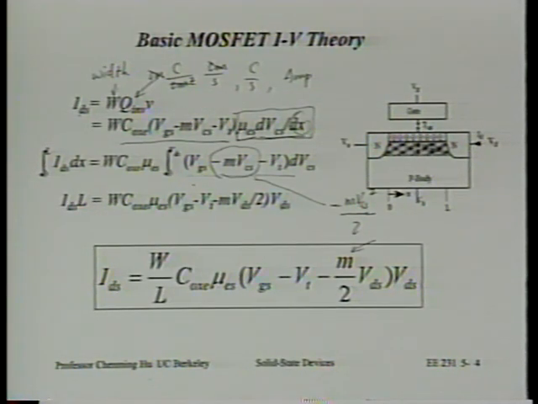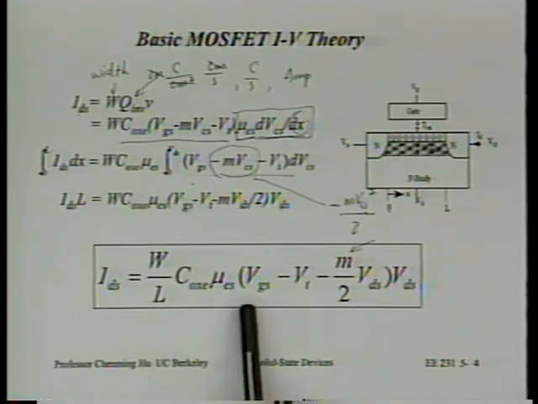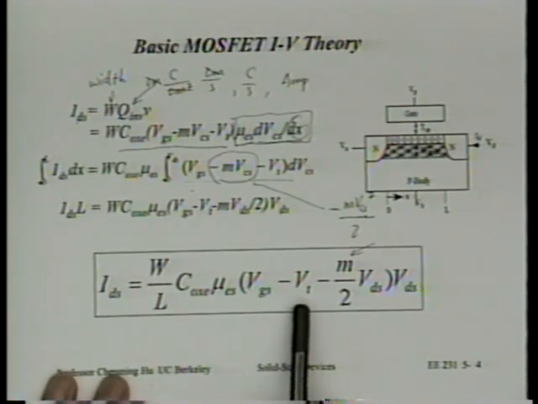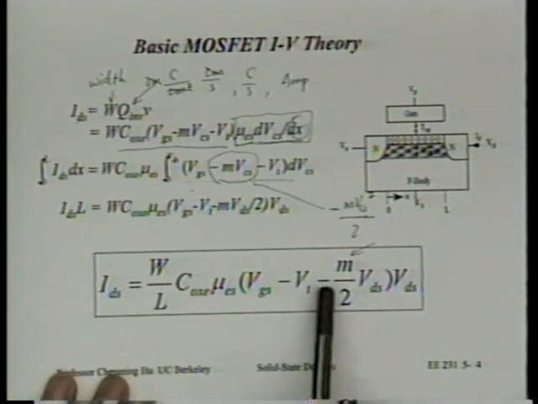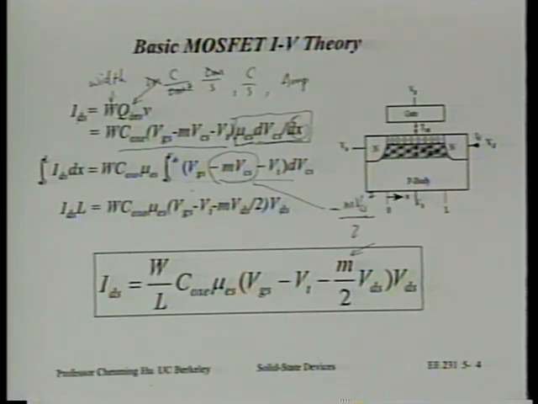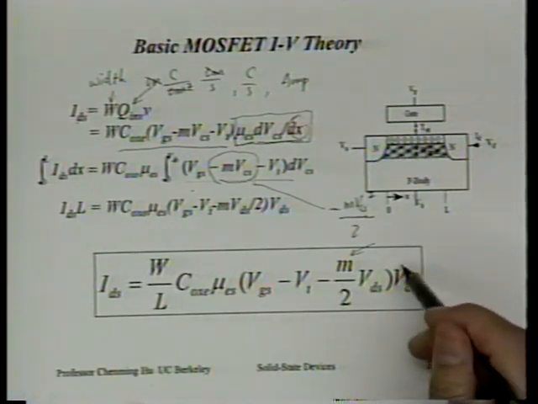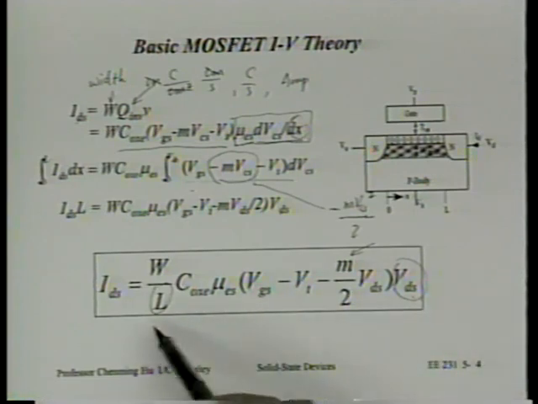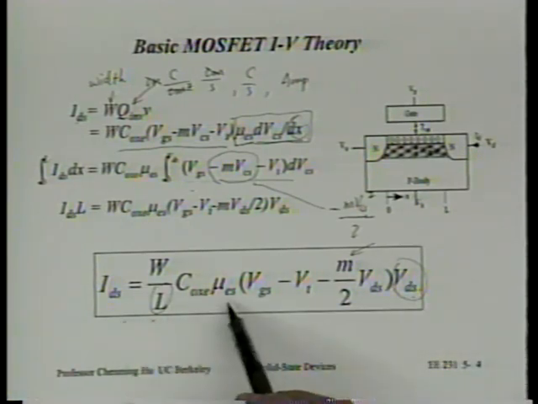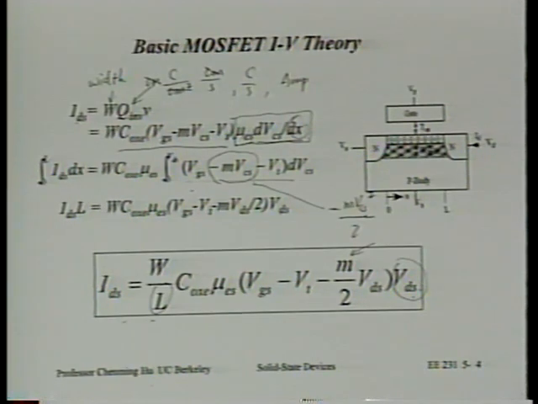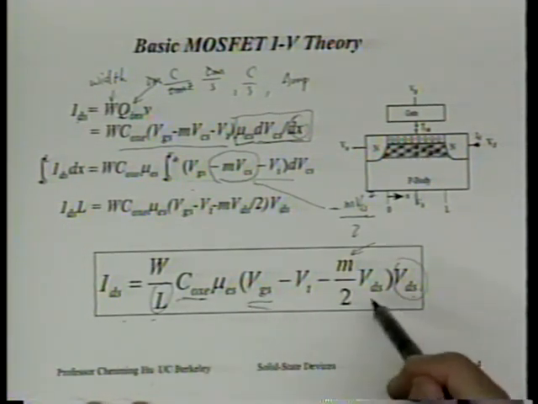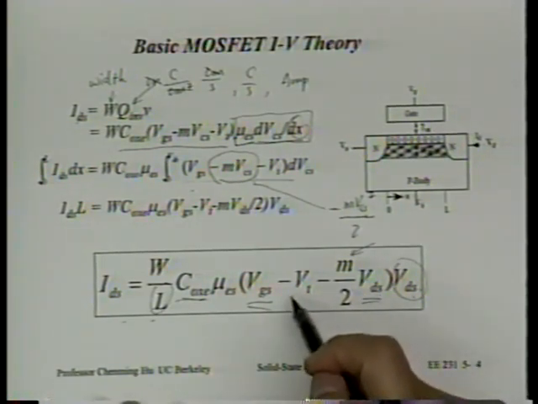So current is proportional to W, inversely proportional to L, Cox times mu times VGS minus VT, minus M VDS over 2, times VDS, okay? There's a simple interpretation for this. VDS over L gives us the average electric field. So average electric field times mu gives us the velocity, right? Velocity times W times charge gives us the current. The charge is equal to C times VG minus VT, that's fine.